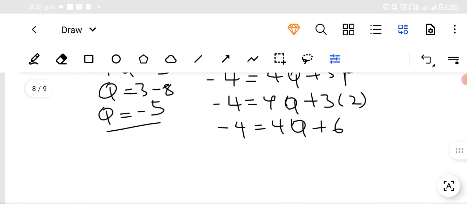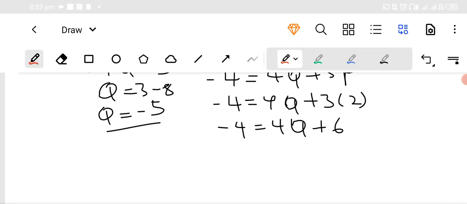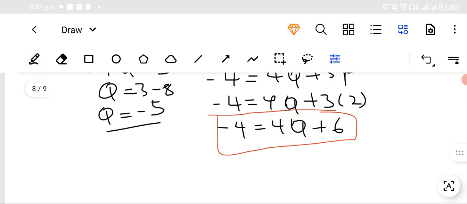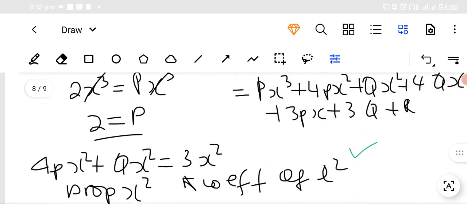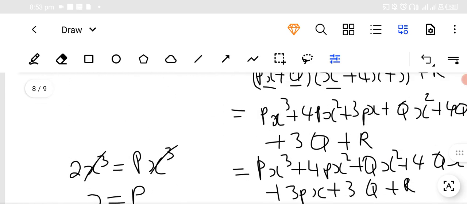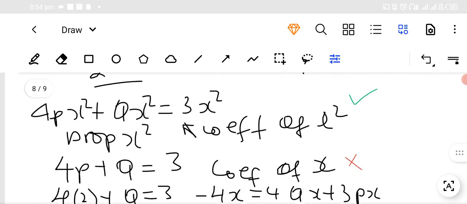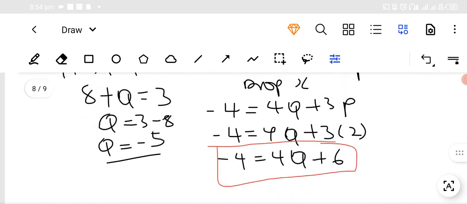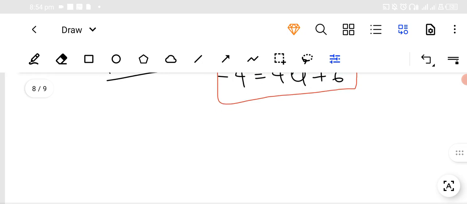But here, just solving this equation, already you know that this will not give you q is equal to negative 5. Only if p here was a positive 2, you would have had a negative, but we have a positive 4. And if you go through the working, you won't find any mistake. I've proof checked everything. So let's go to find the value of r.